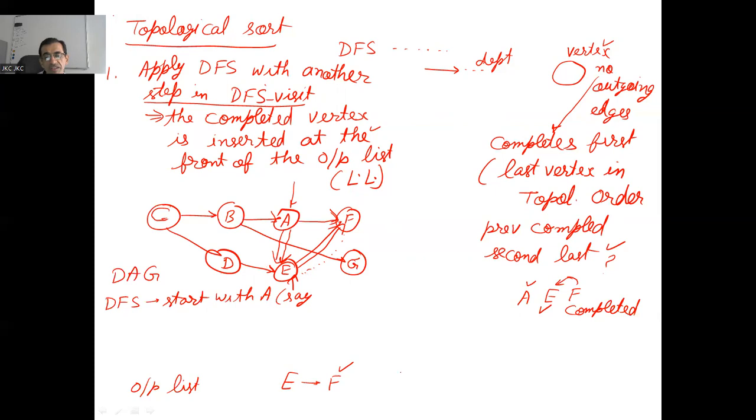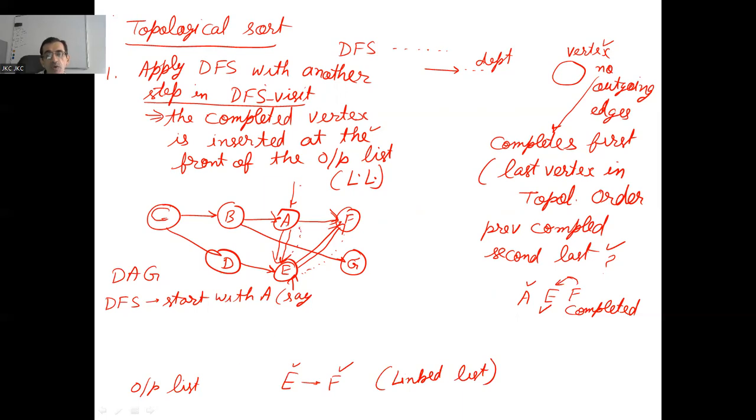So I have this linked list. It is a linked list, and at the starting, I am inserting every time. So E gets added here. From E, again, backtrack because E is completed. So I backtrack to A.